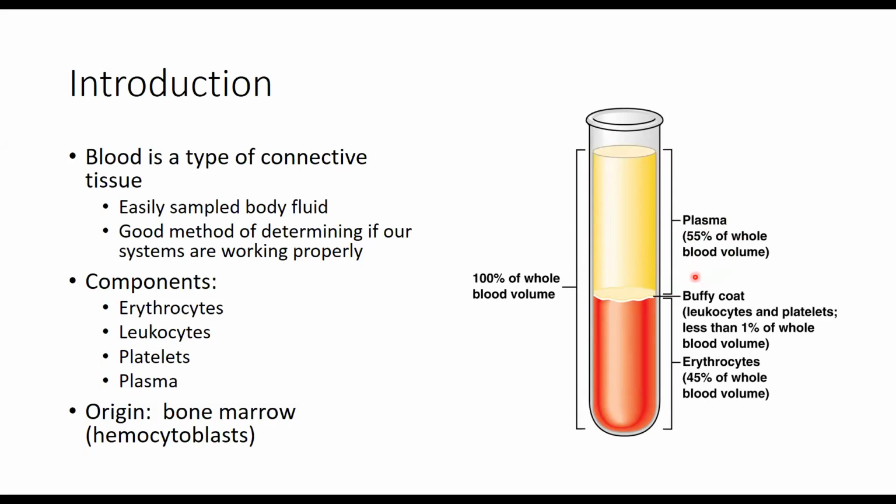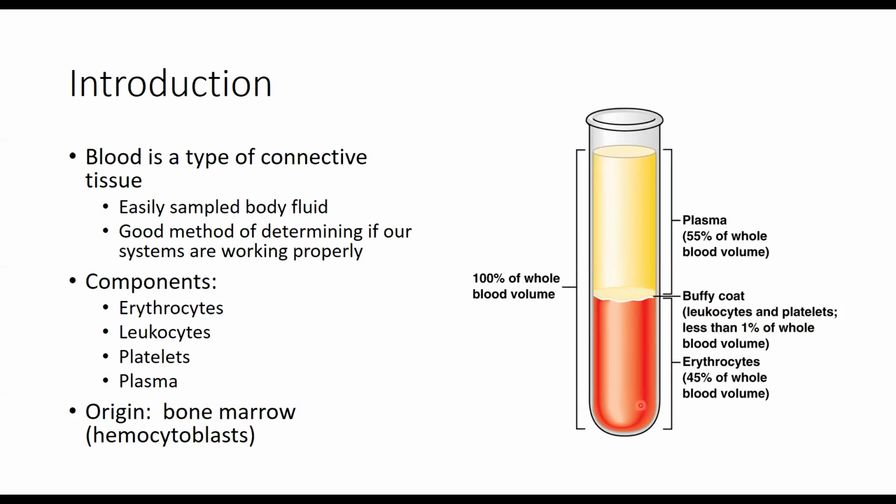In between the top layer and this bottom layer down here, which I'll get to in a minute, there is this skinny little white layer. That's called our buffy coat. The buffy coat contains leukocytes, which are white blood cells, and platelets, which are important clotting factors. We'll come back to those. This buffy coat comprises less than 1% of our total blood volume.